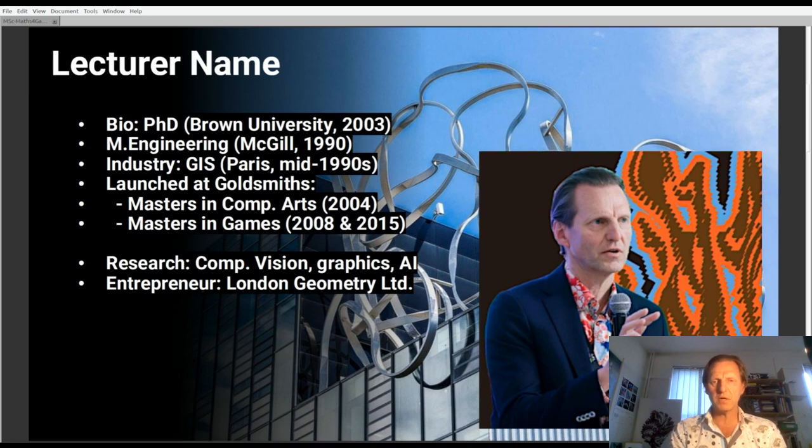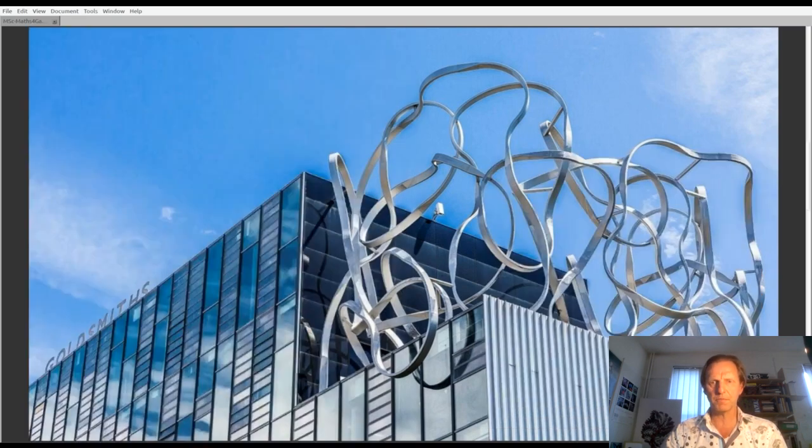Just a bit of my background. I have a PhD from Brown University in the US in computer graphics and 3D shape understanding, a master of engineering in AI and computer vision at McGill in Montreal. And I work in industry in between those two degrees in geographical information systems. I've launched a number of programs in the past at Goldsmiths, including the MSc in computer games. I'm also involved in small companies such as London Geometry.